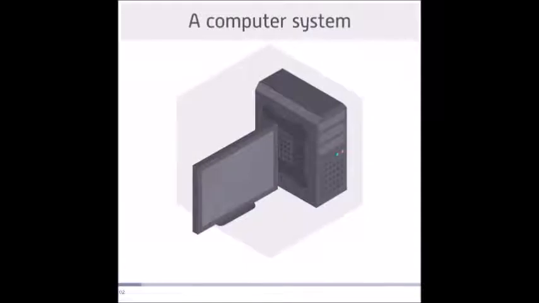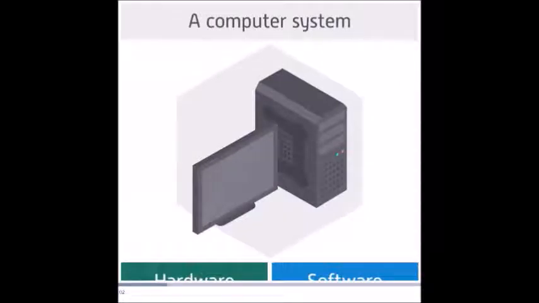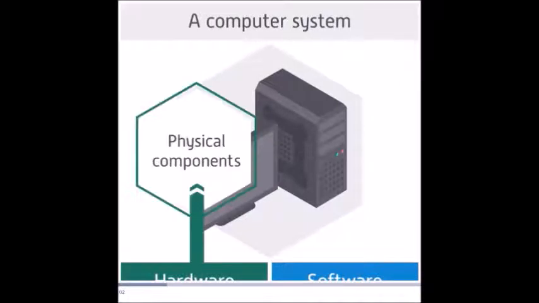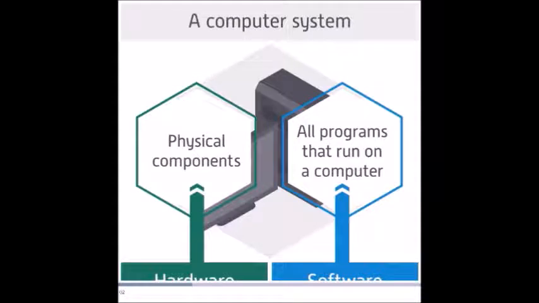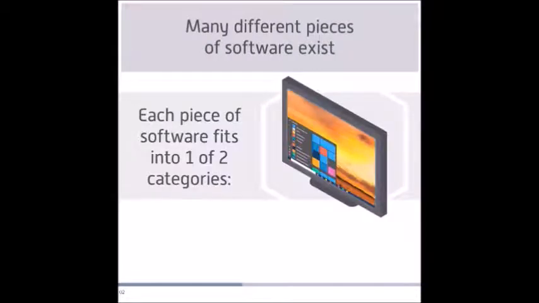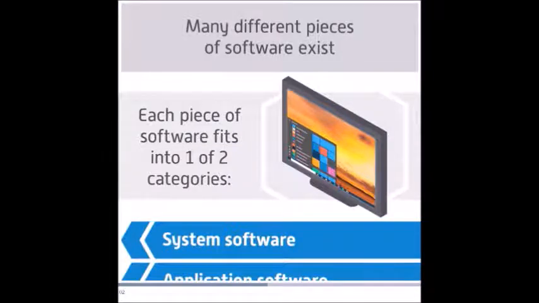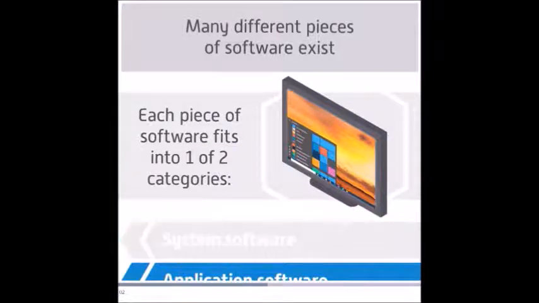A computer system consists of hardware and software. The term hardware means the physical components such as the processor and the monitor. Software is a word that describes all programs that run on a computer. Many different pieces of software exist, and each piece of software fits into one of two categories: system software and application software. This chapter looks at application software.